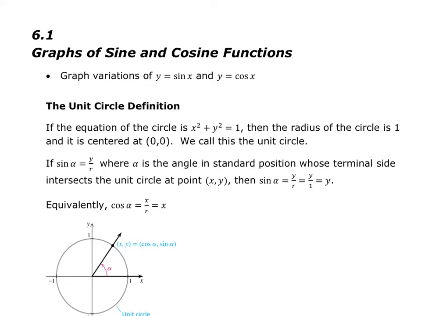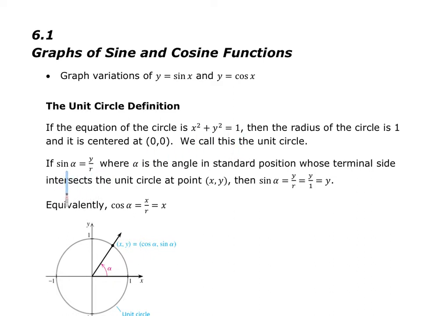In this video, we are going to be doing the graphs of sine and cosine functions with transformations. So we start out with a unit circle. Now remember that it is x squared plus y squared is equal to 1 squared, or just 1. That's a circle centered at the origin with a radius of 1.